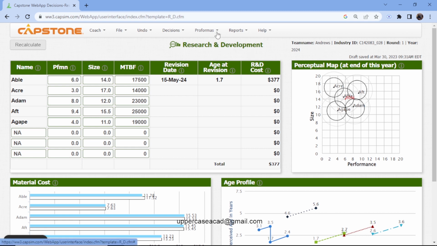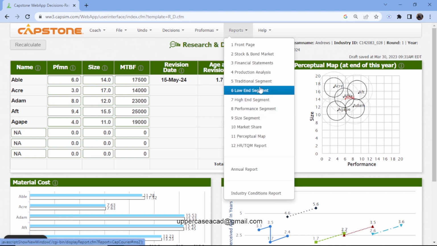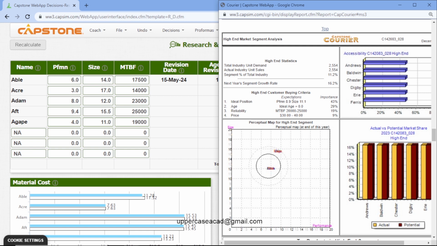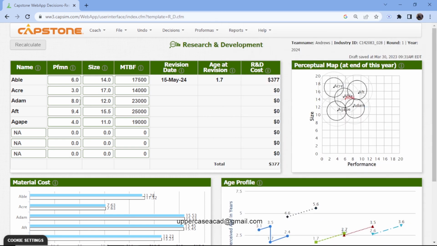Then for Eka, I think it's a low-end product. I'll not change it. Then for Adam, let me go back into my high-end. If you look at my product, Adam is in the high-end. Here, customers give an ideal position importance of 43%. Age has 29%. Reliability has an importance of 19%, and price has an importance of 9%. So for this case, I'll give it 8.9, and size I'll reduce to 11.1. I'll not touch my mean time before failure again in this one.